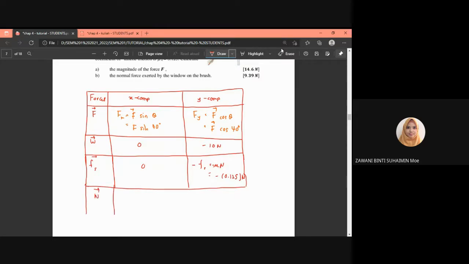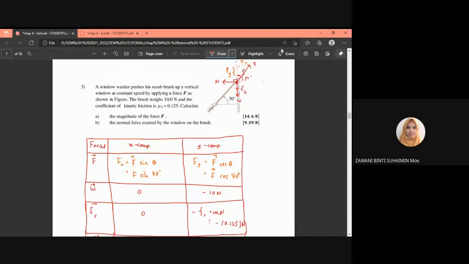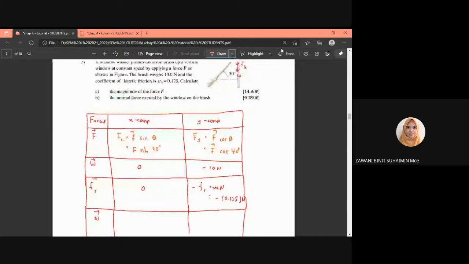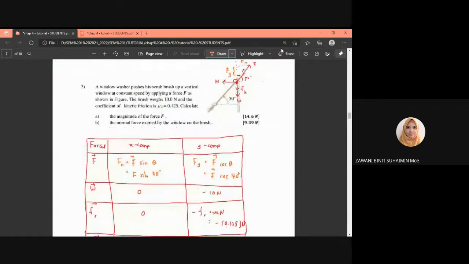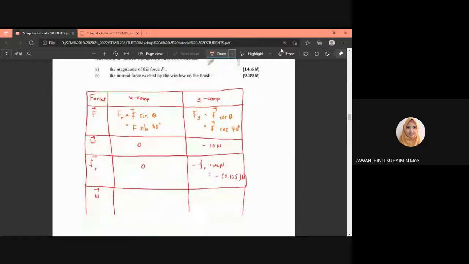Okay, kita tulis je apa yang kita tahu, nanti dia akan slowly guide awak. Untuk normal force based on the free body diagram, kita hanya berada dalam X component saja, so maksudnya Y component kita sama dengan kosong. Dan untuk X component tu dia ke kiri, so maksudnya normal force kita adalah negative N. Lepas tu sini kosong. Alright, settle.